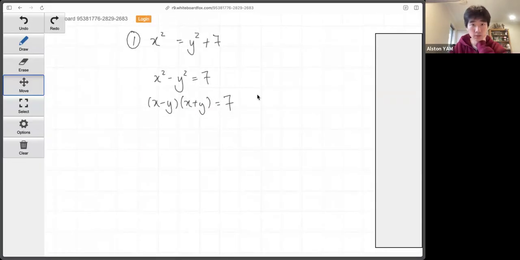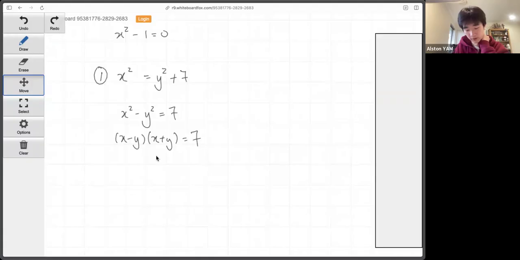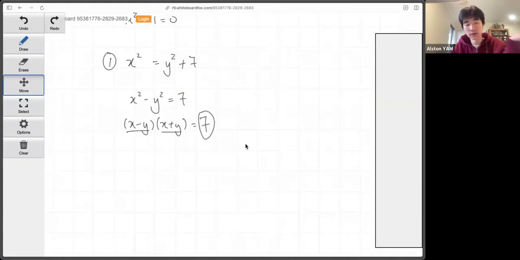So here's where the integer part actually comes in. On the left we have a product of two numbers: x minus y is just a number, and x plus y is also just another number. On the right we have a constant, 7. So we can just go by casework and analyze what the factors of 7 are, because x minus y and x plus y are just factors of 7. If we can factorize it like this, then we can brute force our way through the rest of the problem.